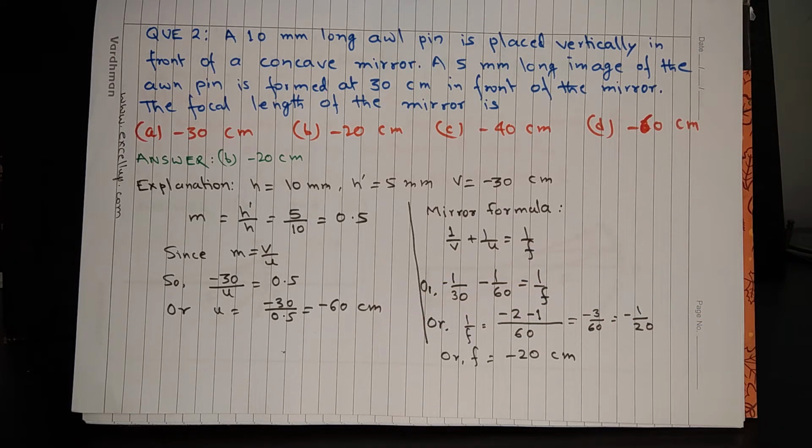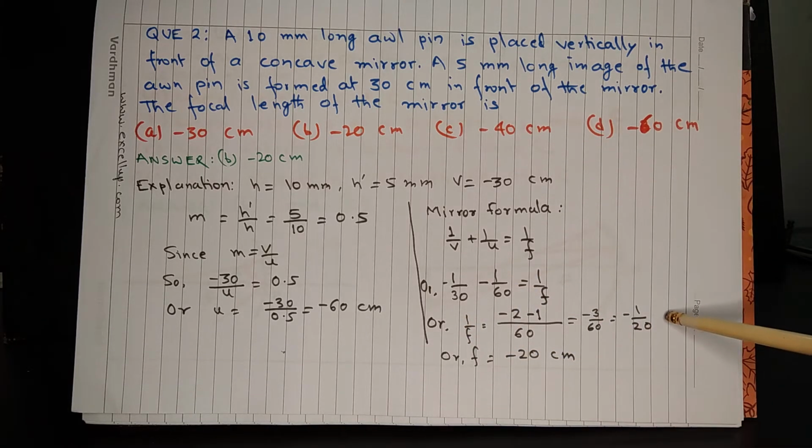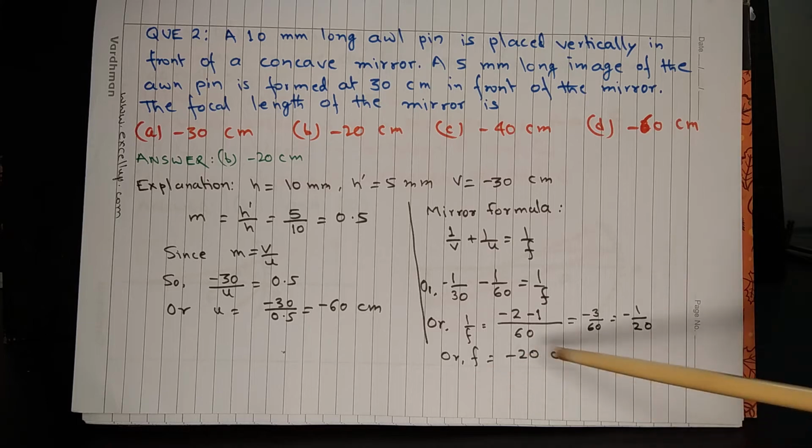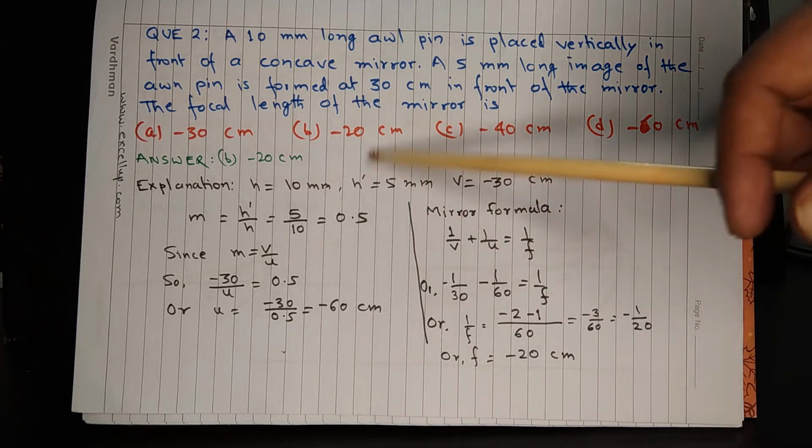Now using the mirror formula, we can calculate focal length. So 1 upon V plus 1 upon U is equal to 1 upon F, or minus 1 upon 30 minus 1 upon 60 is equal to 1 upon F. So 1 upon F is equal to minus 1 upon 20 and F is equal to minus 20 centimeter.